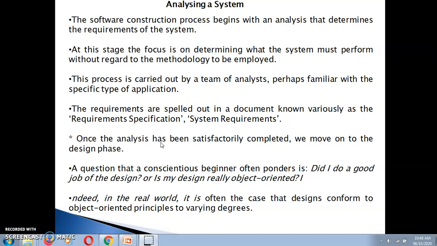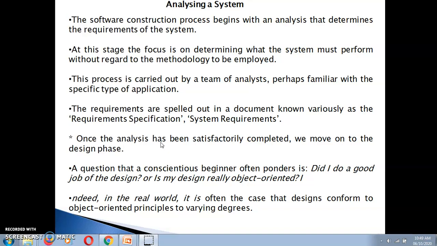Since we are coming to know what exactly the system requirements are on a particular platform, documenting that is also analyzing the system. The requirements are spelled out in a document known variously as the requirement specification. This requirement specification term comes into the picture whenever you want to build any software.